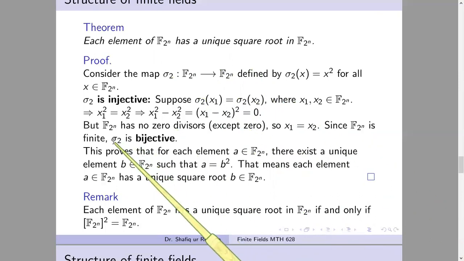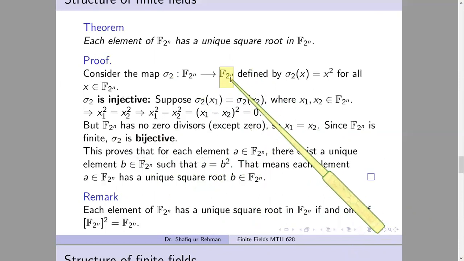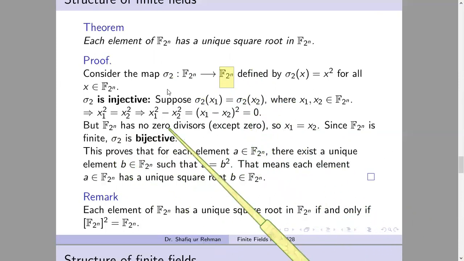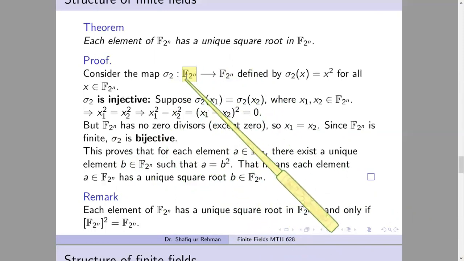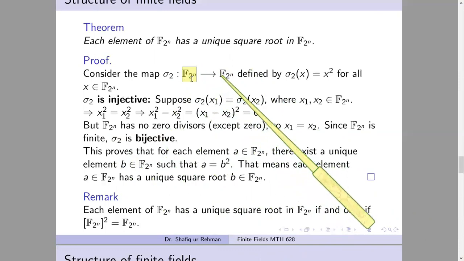So this is the bijective function. This proves that for each element a, if we take any element here, there exists a unique element b here such that a equals b square, because this function maps every element to its square. If we take b here, b becomes b square. So this means each element has a unique square root in this field.